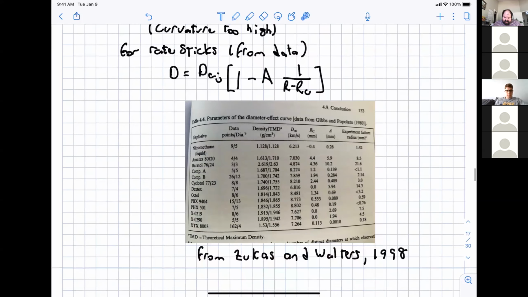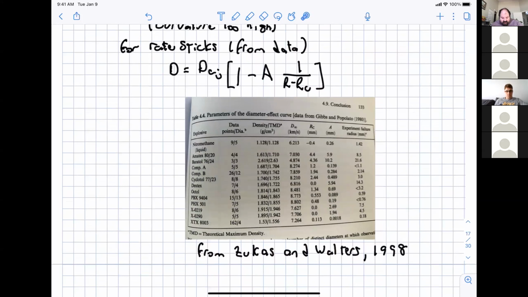Okay, and then here's just a table from Zukas and Walters that shows for various explosives what D_CJ is, and this would be D infinity equals D_CJ, and what the critical radius is and what A is. Okay, and then this is what R_C is. R_C is just a constant, and this is what the experimental critical failure radius is for a rate stick for a given explosive.